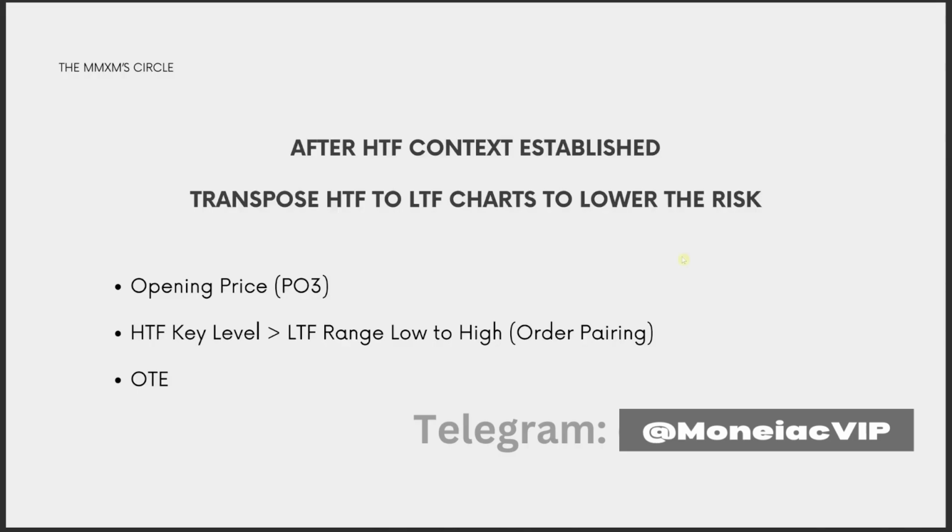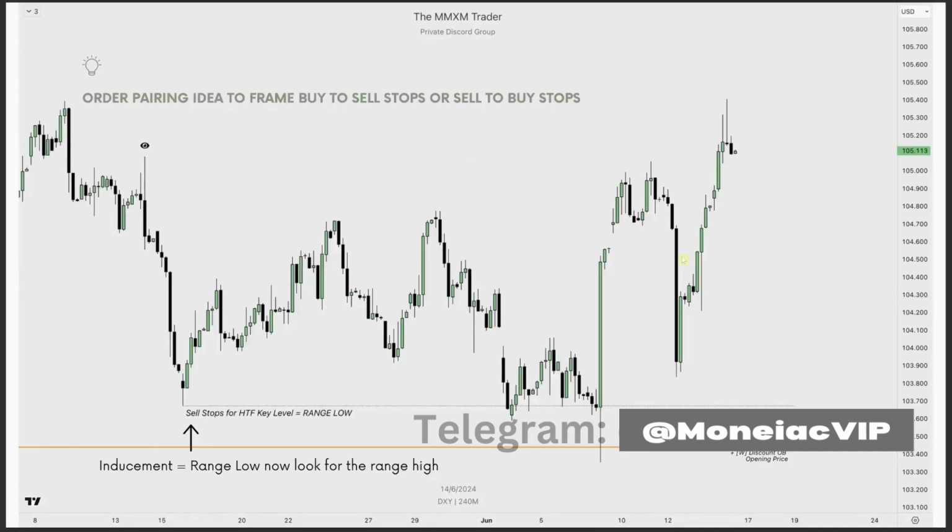Then we're going to use that higher time frame key level, and we'll be using a lower time frame range low to high, which is in that order pairing I just talked about, and then we'll try to find our optimal trade entry or OTE. Now think about the checklist, right? We need to use the higher time frame context and put it down into a lower time frame chart.